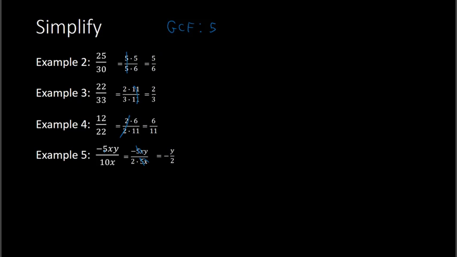And once again, we could have just looked at the 5 and 10 and seen that they both have a 5 in common. So I could just divide both by 5. Divide the 5 by 5 to get 1. The 10 divided by 5 would give me 2. So I'd have negative 1y over 2 times x. Or sorry, over 2. The x is canceled. So negative 1y over 2.